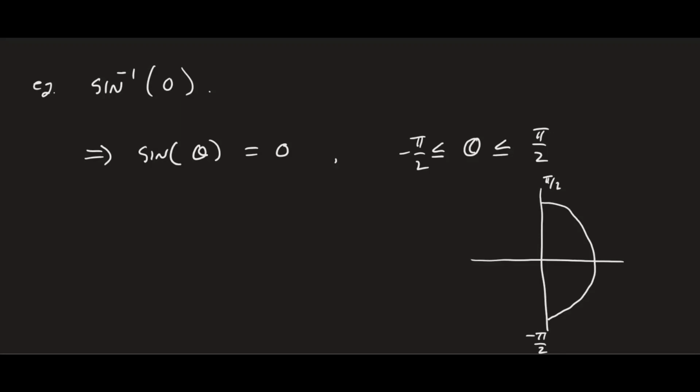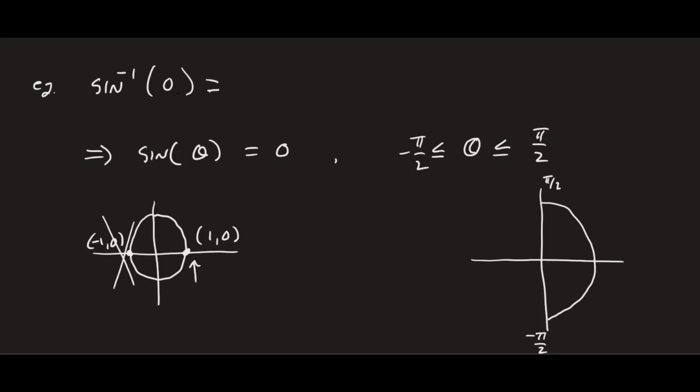So our angle must be on that half of the circle. Again, by drawing the unit circle, when is sine equal to 0? Sine is the y-coordinate of an angle, so this is when y is 0. So we have (1, 0), and we also have this one, (-1, 0). But that's outside the boundary of theta, so we're not going to include that one. Only this is the one that will give us sine inverse to be 0. So sine inverse of 0 is going to be 0 degrees, or 0 radians.